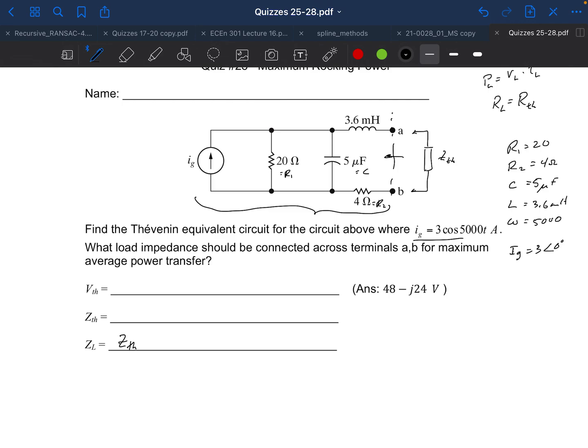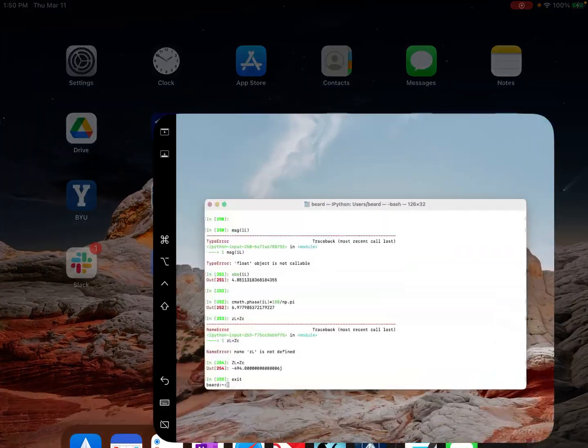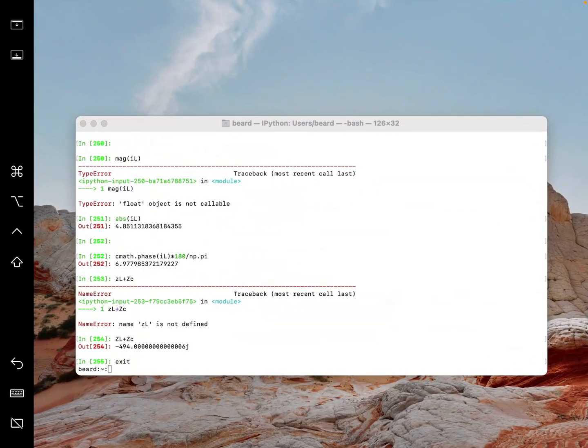Okay, so we can think of the impedance. ZL is going to be J omega L. ZC is going to be minus J over omega C. And we can actually go and compute these things. So let's see, I'm going to compute this using Python.